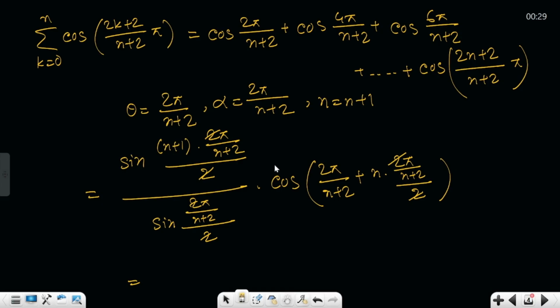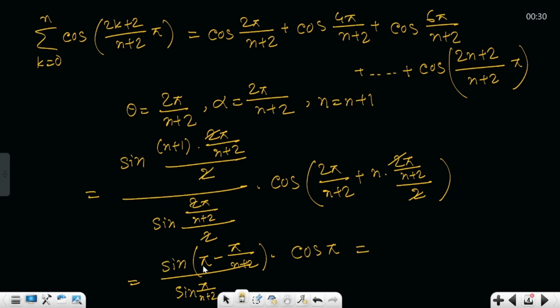Now here, what will be left? See carefully that here it is n plus 1 into pi divided by n plus 2. So that can be written as sine pi minus pi upon n plus 2, right? Whole divided by, here you can see that it will be sine pi upon n plus 2, okay, into cos. Now here you can see that it is n plus 2 whole into pi divided by n plus 2. So n plus 2 and n plus 2 will be cancelled out, and what will be left? Cos pi will be left.